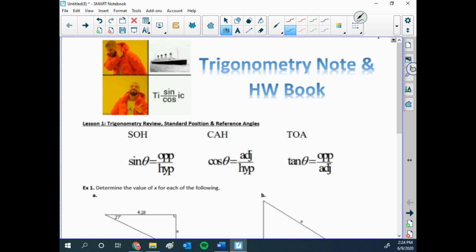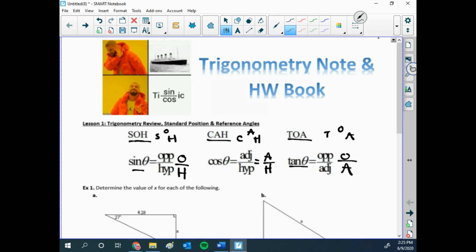The first thing you need to know from Math 10 is the mnemonic device SOHCAHTOA. You can use it to create your three trigonometric formulas, where sine theta is equal to opposite over hypotenuse, that's the SOH. CAH is cos theta, equals adjacent over hypotenuse, A over H, and TOA is for tan theta, equals opposite over adjacent, so O over A.